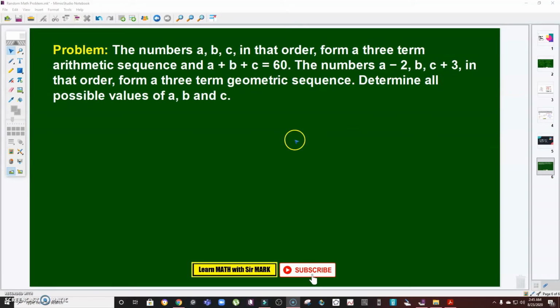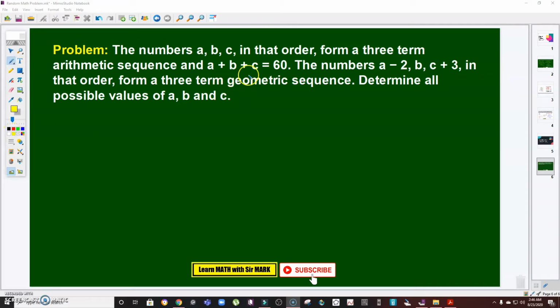Okay, here's the problem. The numbers A, B, C, in that order, form a three-term arithmetic sequence, and A plus B plus C equals 60. The numbers A minus 2, B, C plus 3, in that order, form a three-term geometric sequence. The question is, determine all possible values of A, B, and C. Okay?